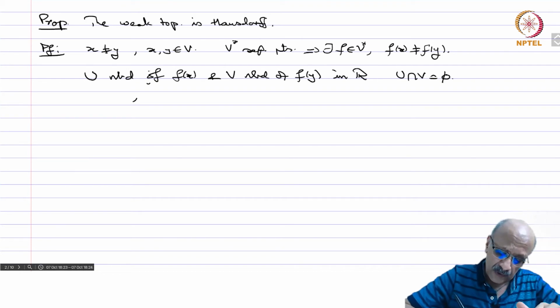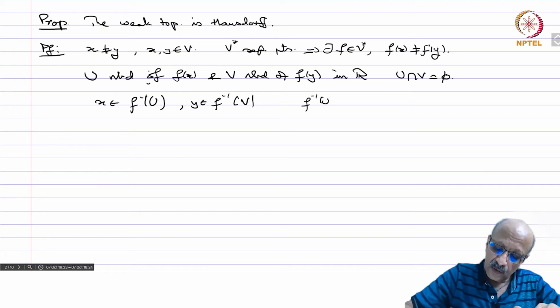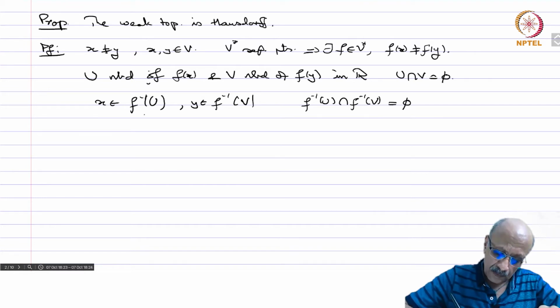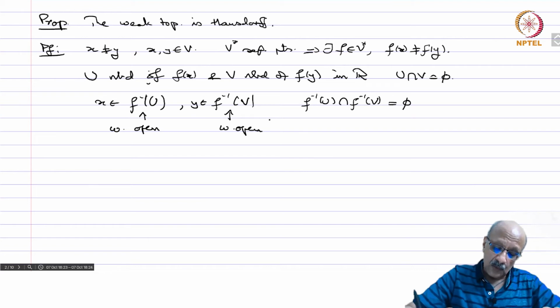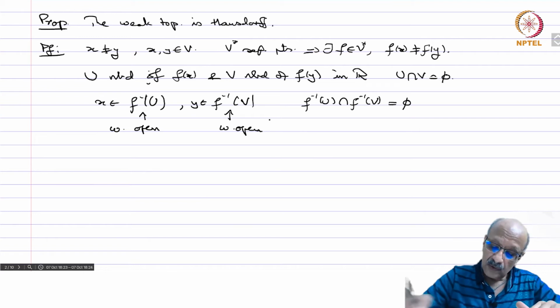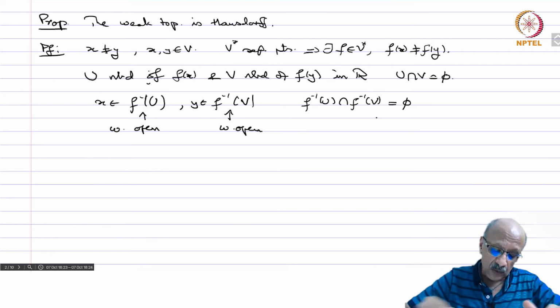And therefore, if you take f inverse U, x belongs to this, and f inverse V, y belongs to this, and f inverse U intersection f inverse V will be empty, and these are all weakly open. This is also weakly open because U and V are open and f is continuous in the weak topology, and therefore these are weakly open. So this proves it: given any two points, I found two disjoint neighborhoods, and therefore you have this. Okay. So, notation.